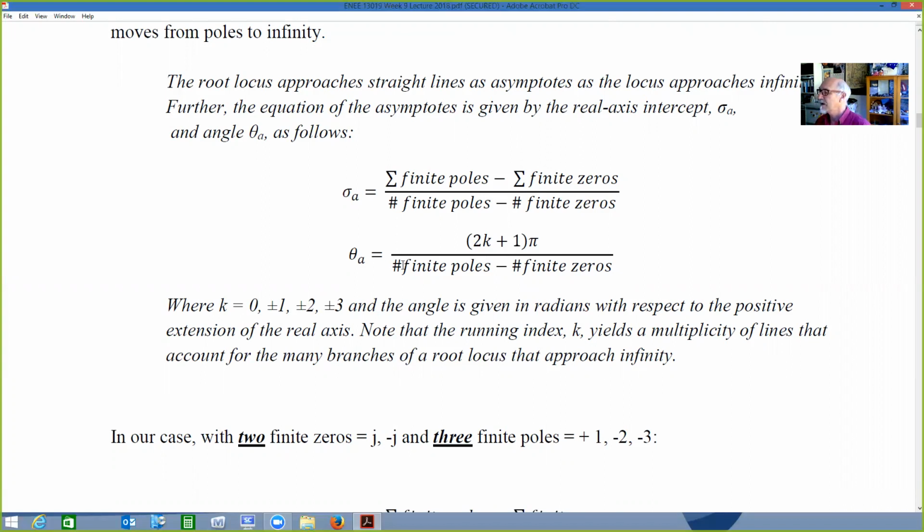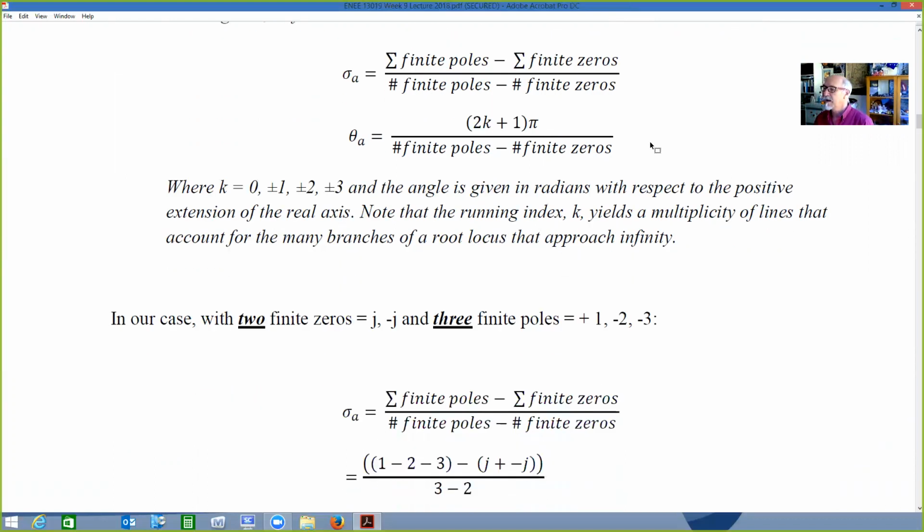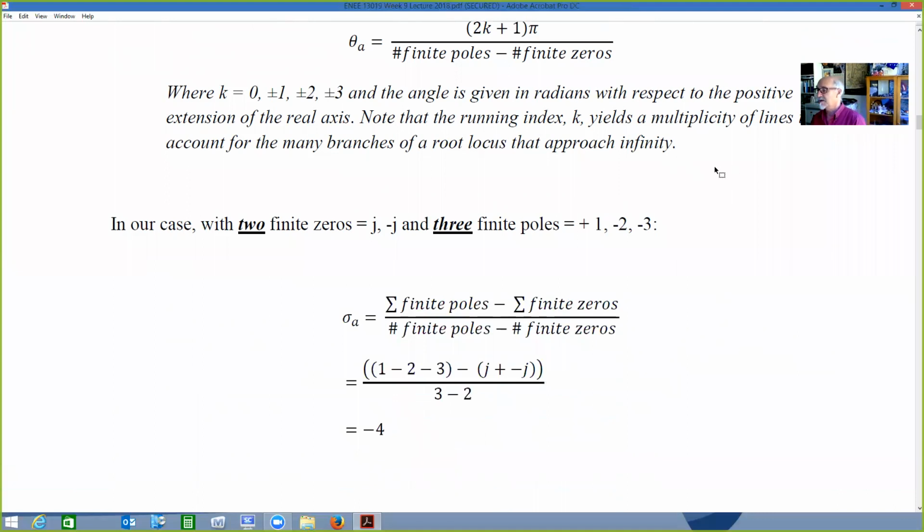Plug that in, do your calculation. So again, we're dividing by the number of finite poles minus the number of finite zeros. The angle is given in radians, and with respect to the positive extension of the real axis. Note that the running index k yields a multiplicity of lines that account for the many branches of the root locus that approach infinity. And again, we've got a simple example here, but when you go through and do the tutorial problems, you'll find that gives you other insights as well to some of those things, in particular those things plus other things.